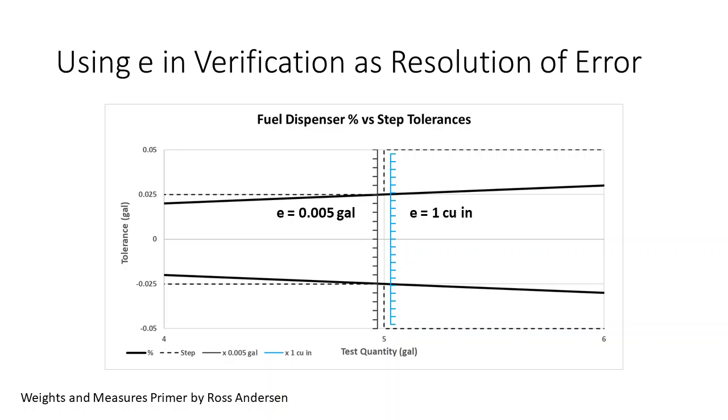Remember that error is normally rounded, half up, half down. This rounding means you might round down and pass an instrument with an error just outside the tolerance. When we measure the error, we instinctively recognize that the error should be resolved finer than the tolerance. The thought of using a prover resolution of 6 cubic inches equal to the tolerance is clearly unacceptable.